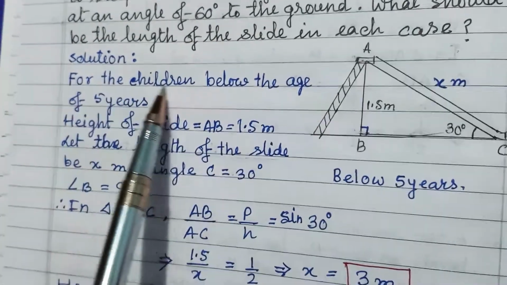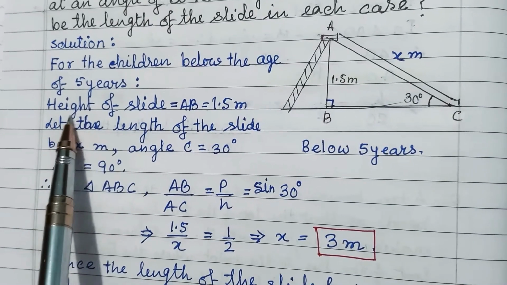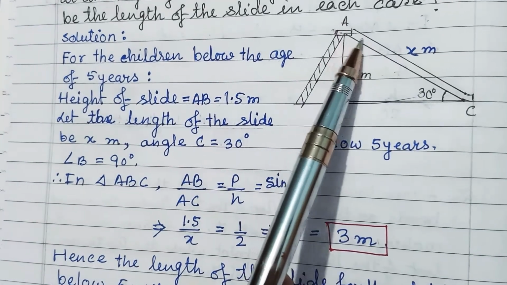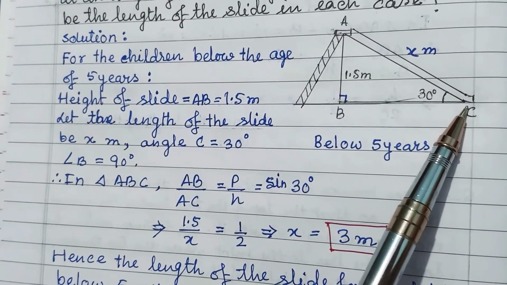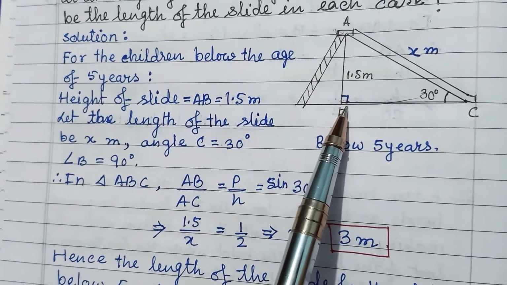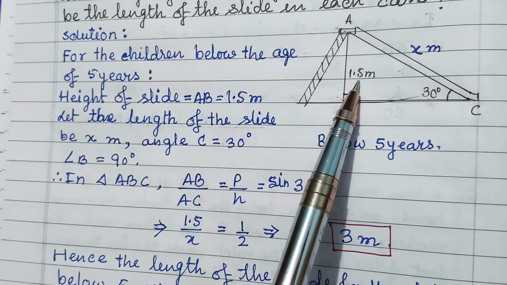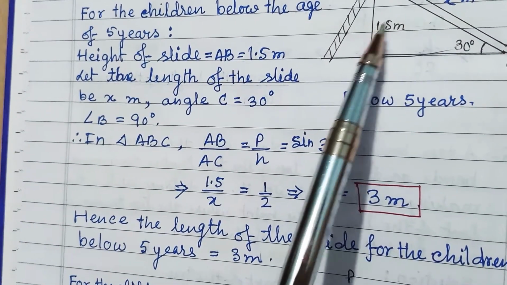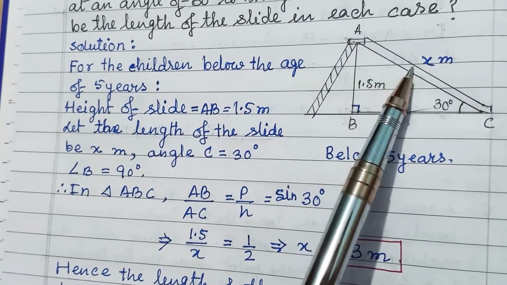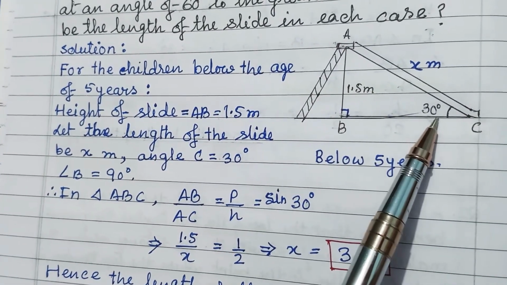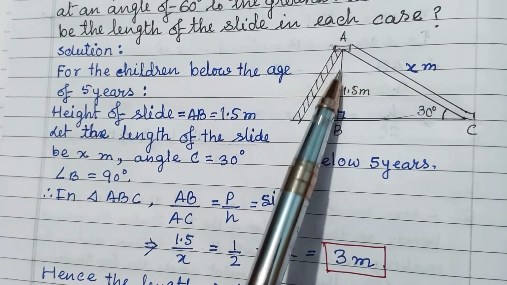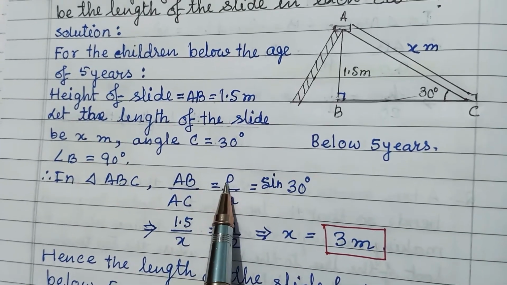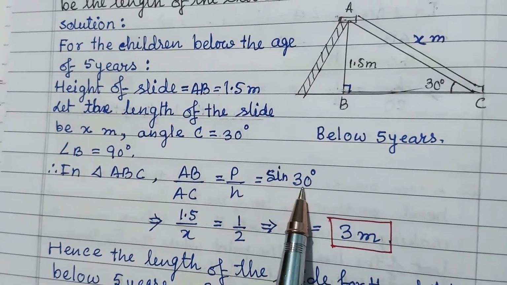Now, for the children below the age of 5 years, the height of the slide is AB. AB is 1.5 meter as given, and the length of the slide you take as x. These two sides you have to relate with this angle. So it is hypotenuse and perpendicular. In triangle ABC, AB upon AC is equal to perpendicular upon hypotenuse, so it is sin 30 degree.